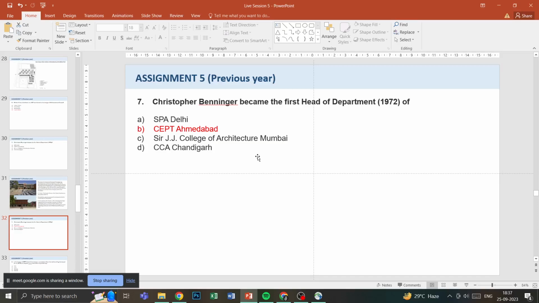So Christopher Benninger came to India on the invitation of B.V. Doshi, and he came here as the advisor of Ford Foundation, and then he later established the School of Planning at CEPT University, and he also became the first HOD of School of Planning at CEPT University. So our answer is CEPT University.